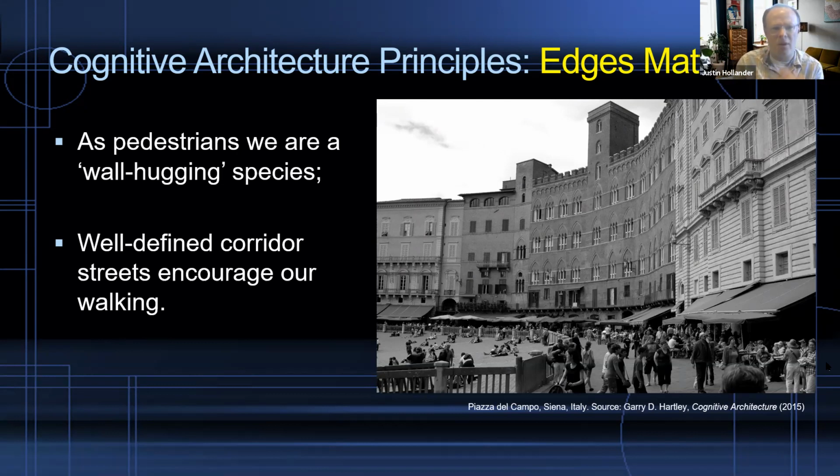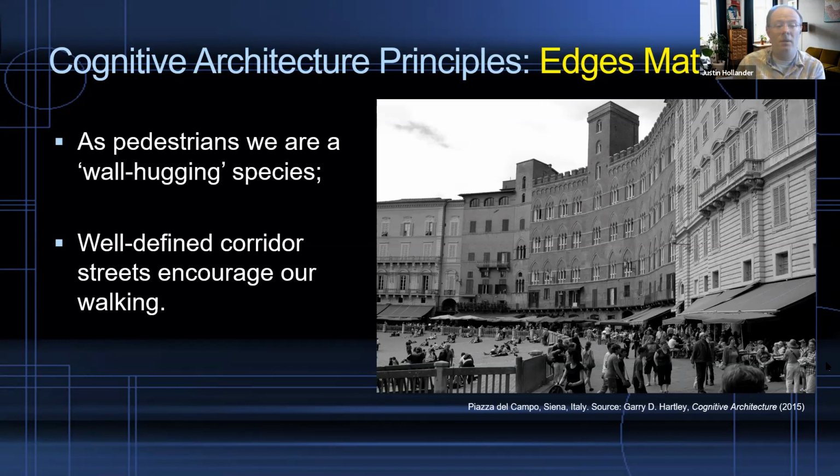So when we talk about the principles, the first one: edges matter. Here you see the Piazza del Campo in Siena, Italy, which for hundreds of years has been a go-to desirable public space. They've done a really good job there of creating high quality edges, a well-defined corridor that encourages people to walk along.